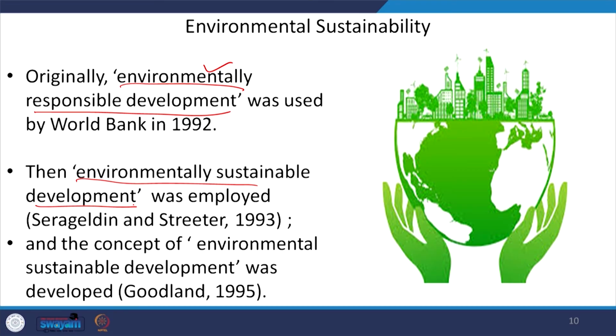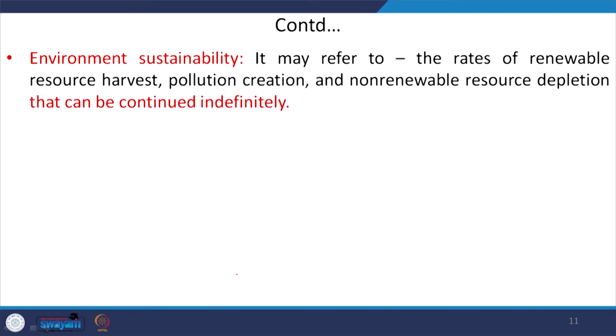And finally, if you see the literature in '95, this concept evolved and we found the concept of environmental sustainable development. And perhaps these concepts are the reflections of environmental sustainability. So, what exactly is the meaning of environmental sustainability? It can refer to the rates of renewable resource harvest, the rates of pollution creation, and the rates of non-renewable resource depletion that can be continued forever.